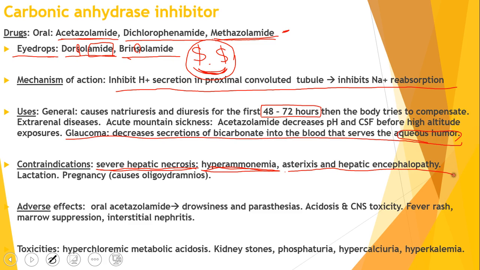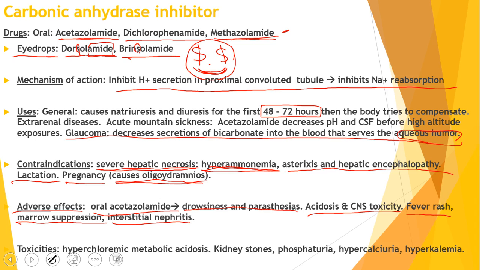Asterixis, hepatic encephalopathy. You don't want to give it to people who are lactating or pregnant. It can cause oligohydramnios. It's kind of like problems in utero with the baby. Adverse effects of oral acetazolamide are going to be drowsiness and paresthesias, acidosis and CNS toxicity, fever, rash, bone marrow suppression, and interstitial nephritis.